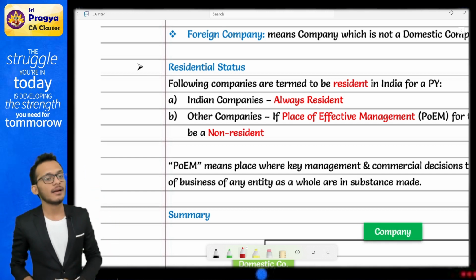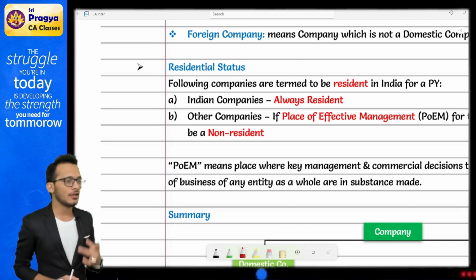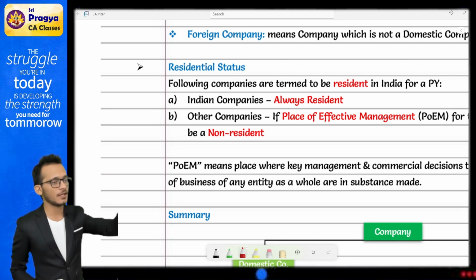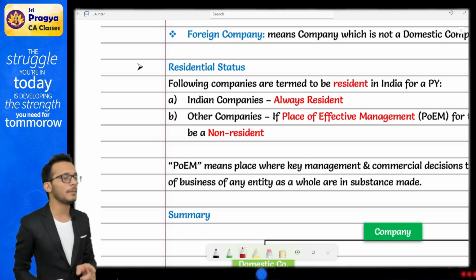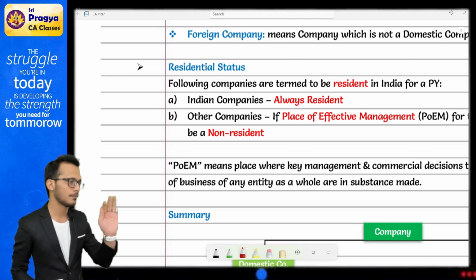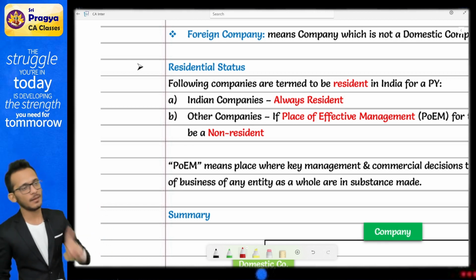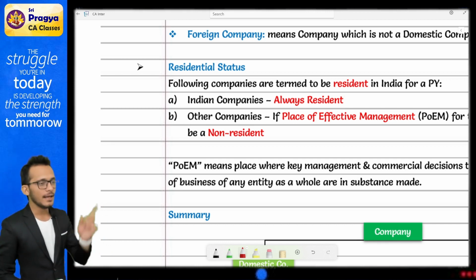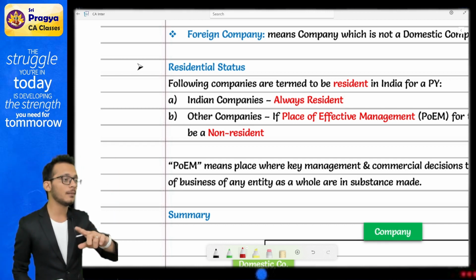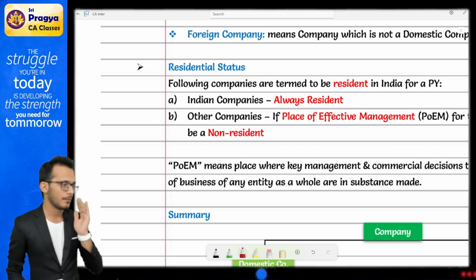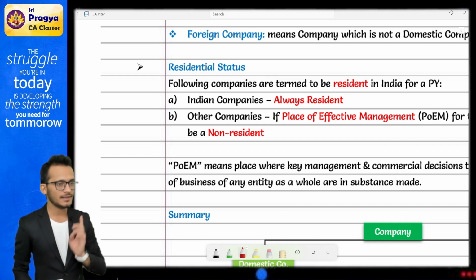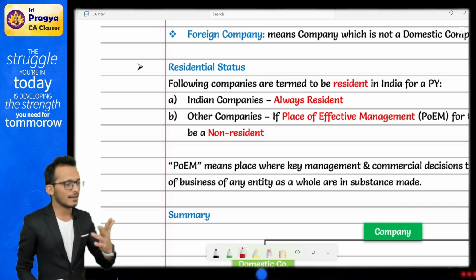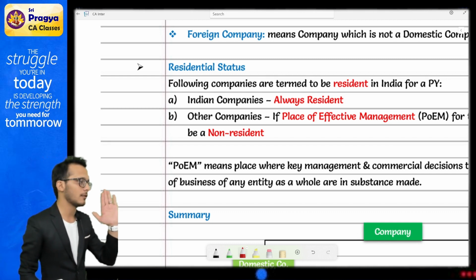Now, please understand, regardless of your residential status, your tax rate is determined based on your status of the company. Just because you become a non-resident domestic company does not mean that your tax rate becomes 40. Even if you are a non-resident domestic company, your rate still becomes 25 and 30. Even if you are a resident foreign company, your tax rate is still 40. Your residential status does not decide your tax rate. They are independent scenarios.